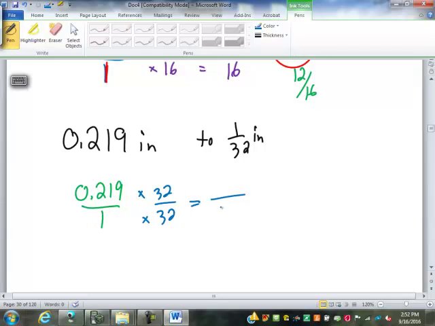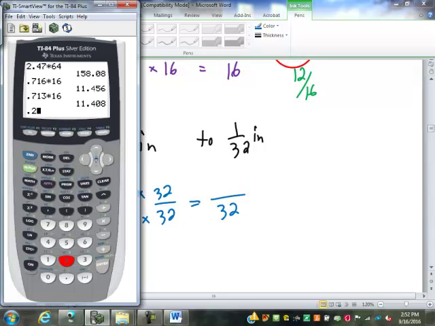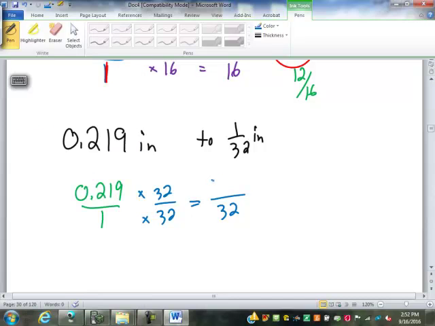So 1 times 32 is 32. 0.219 times 32 is 7.008. So again, this one's telling us it's between 7/32 and 8/32. This one's pretty easily closest to 7. Good.